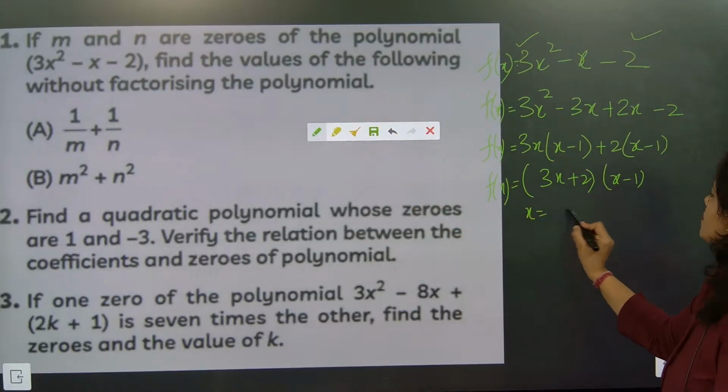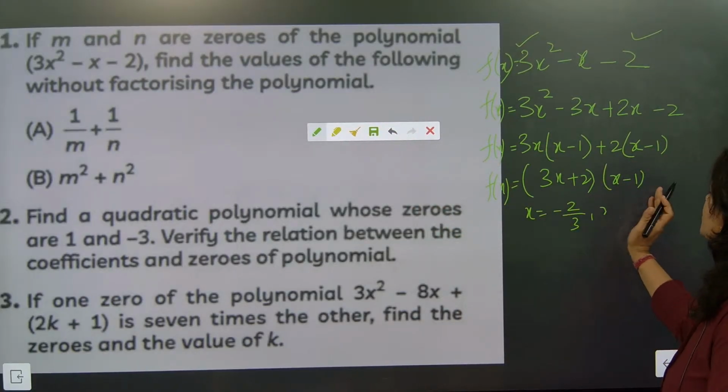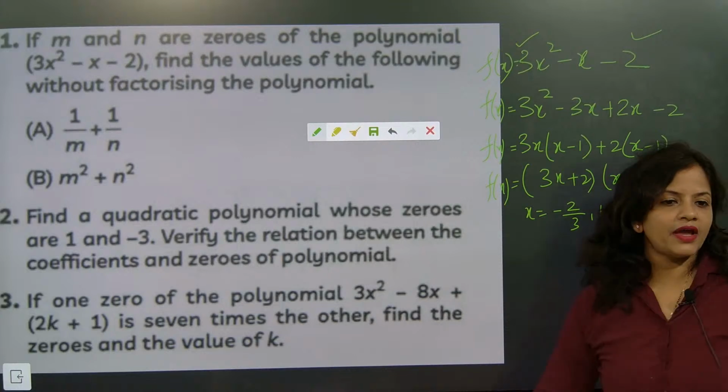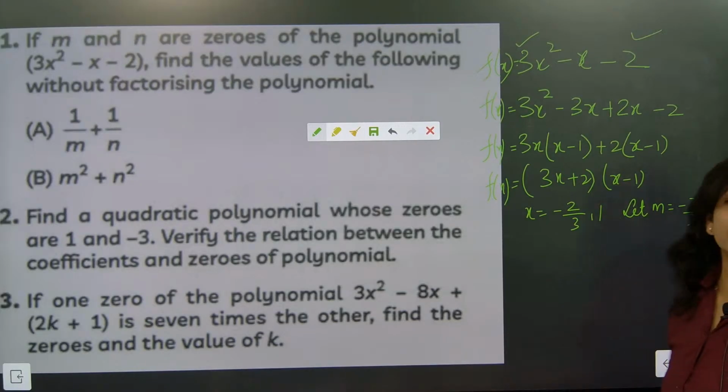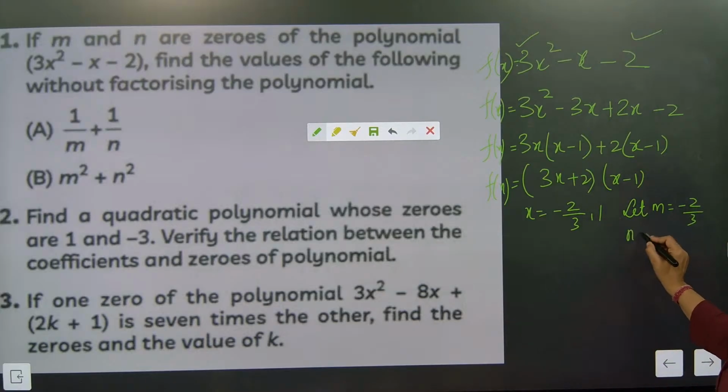x equal to minus 2 by 3 and x equal to 1 is there. Okay, so minus 2 by 3 and 1. So once minus 2 by 3 and 1 are coming, can we assume that let m is equal to minus 2 by 3? Because they are zeros only. They told m and n are zeros. So n is equal to 1.